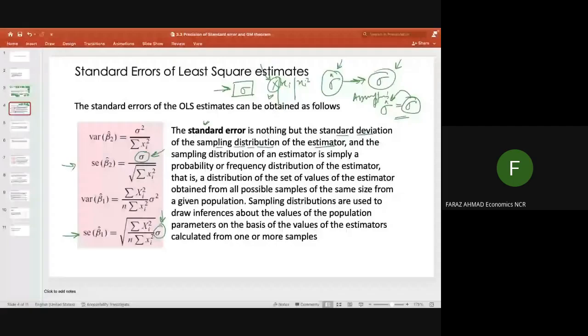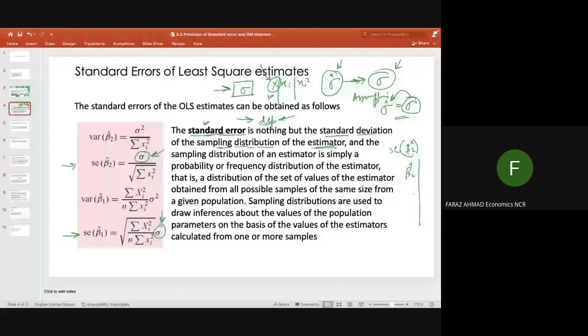Now, the concept of standard error, as we discussed last time, is nothing but the standard deviation of the sampling distribution. So we discussed what is a sampling distribution of the estimator. So we took beta 2 hat. If you take the standard deviation of that sampling distribution of the estimator, that is nothing but standard error. So that's the definition. How do we understand standard error? What does it signify? What does it stand for? Standard error stands for a number which is nothing but the standard deviation of what? Of the sampling distribution of the estimator.